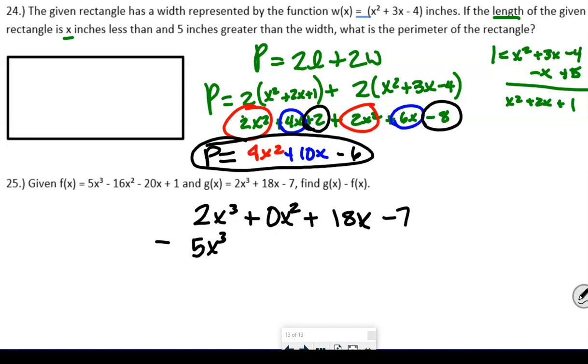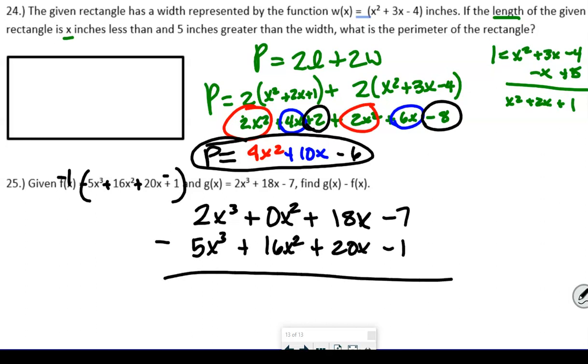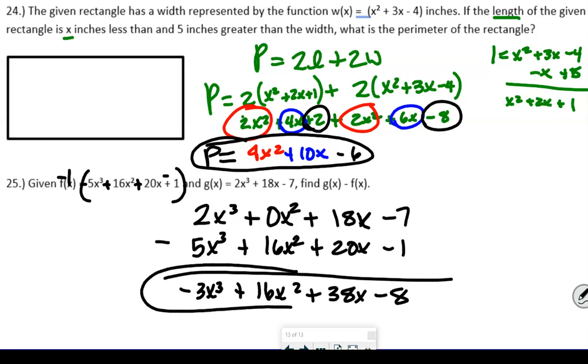Then we're going to subtract from that our 5x to the third. I'm going to change every one of these signs, y'all. So I'm going to actually multiply all this by a negative 1. So that's going to make that minus, that plus, that plus, that minus, okay? So that's going to be plus 16x squared plus 20x minus 1. Okay? So that's going to give me minus 3x to the third plus 16x squared plus 38x minus 8. That's our answer.